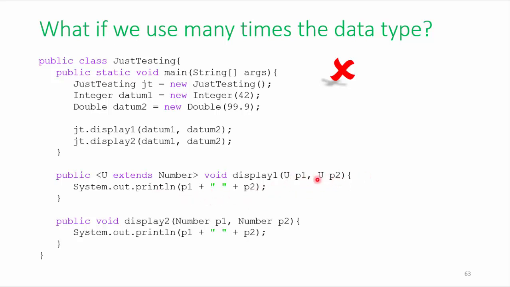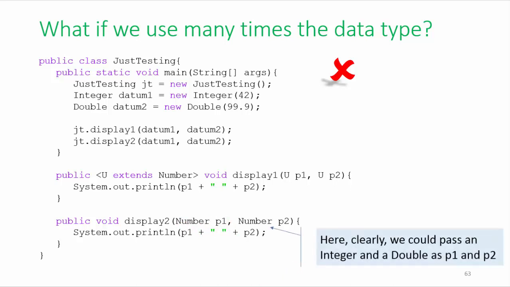Those two parameters are of data type u. U is a type parameter that is specified here by saying that u must extend Number. So we just extended the previous example by adding a second parameter to our method that is of the same type parameter as the first one. And then for display2, we still use polymorphism. We say I have a Number p1, a Number p2. So let's start with display2.